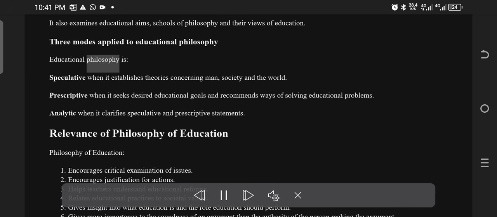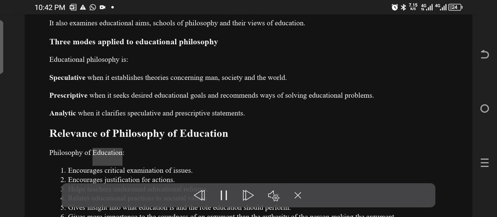Educational philosophy is speculative when it establishes theories concerning man, society, and the world. Prescriptive when it seeks desired educational goals and recommends ways of solving educational problems. Analytic when it clarifies speculative and prescriptive statements. Relevance of philosophy of education.